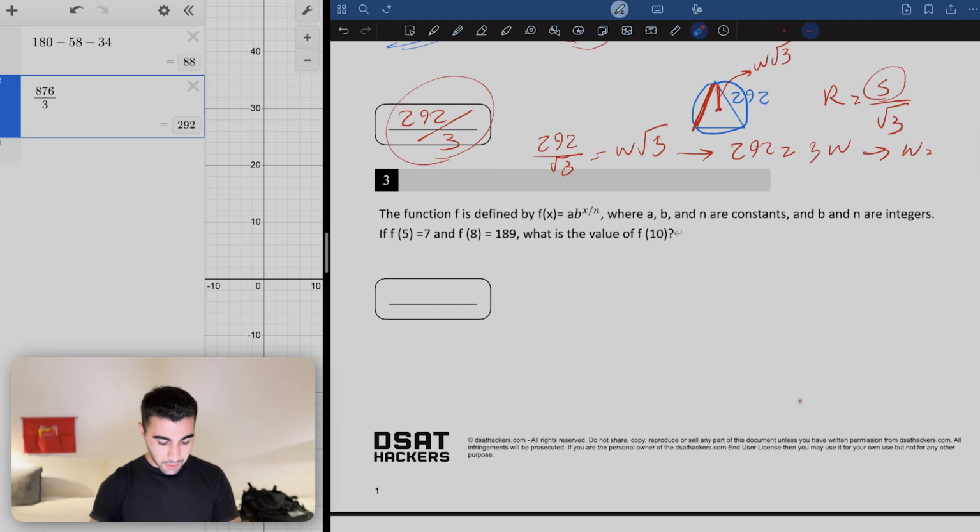Now, question number 3 says the function f is defined by this, where a, b, and n are constants, and a, b, and n are integers. Awesome. So we have these points. What is the value of f of 10?